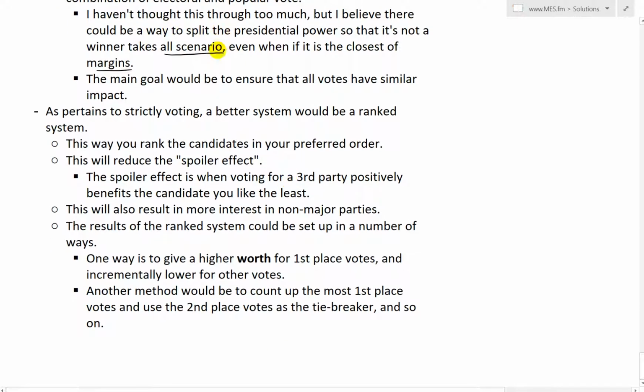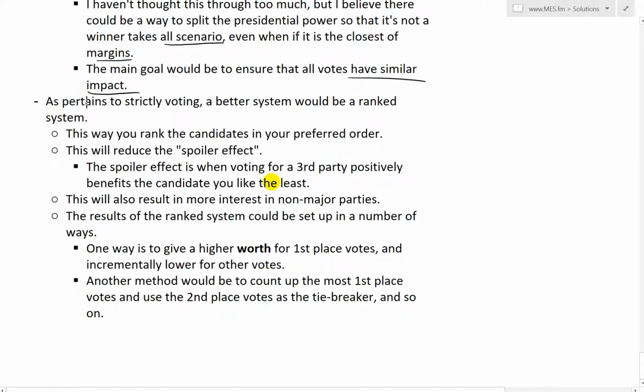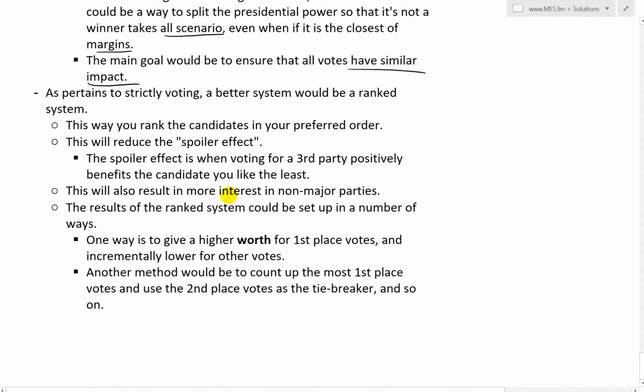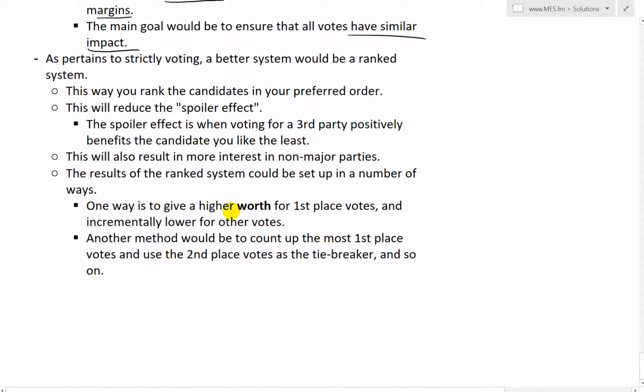So basically, I haven't gone through it too much, I just wanted to throw out some ideas. And again, the main goal would be to ensure that all votes have similar impact, while still maintaining balance for all the states. Because the U.S. is a giant population, so you can't just use New York and California as the main voting block, or have them get too much power. Because if they do, well, why don't they just separate into their own countries? Which I think might actually be a pretty interesting concept.